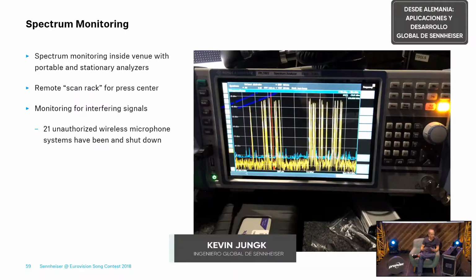And then the most important thing we do is spectrum monitoring. Once the system is up and running and the rehearsals have started, it can become a little bit boring for us, especially when we have planned everything in advance. But what we do is usually we spend our days looking at screens for spectrum scans.